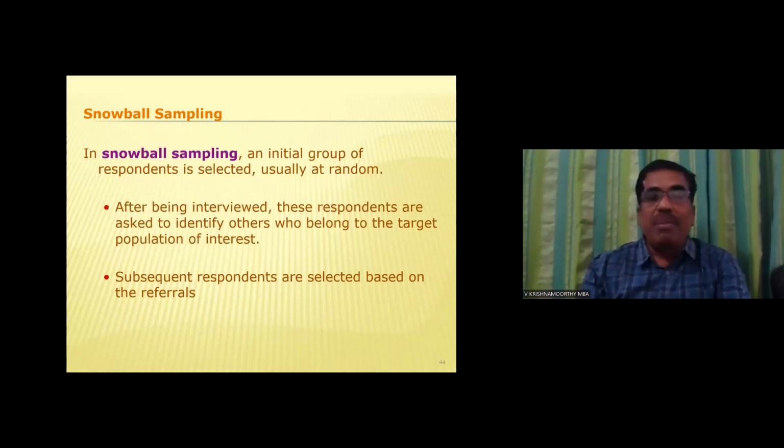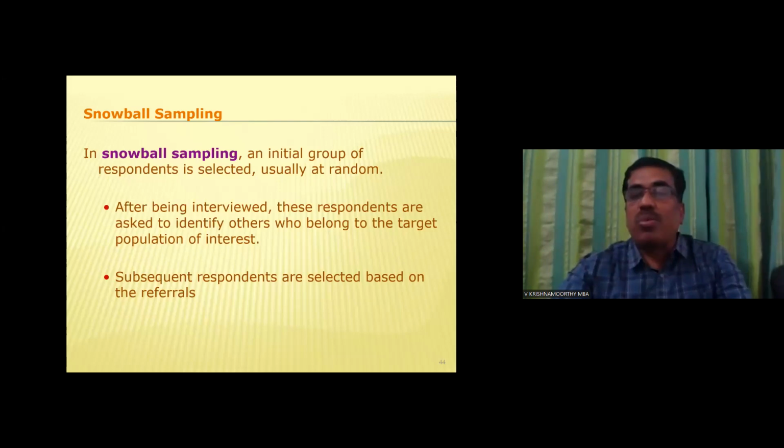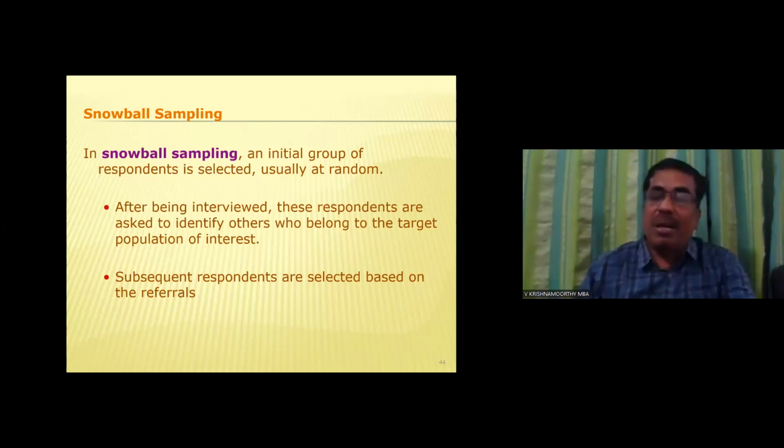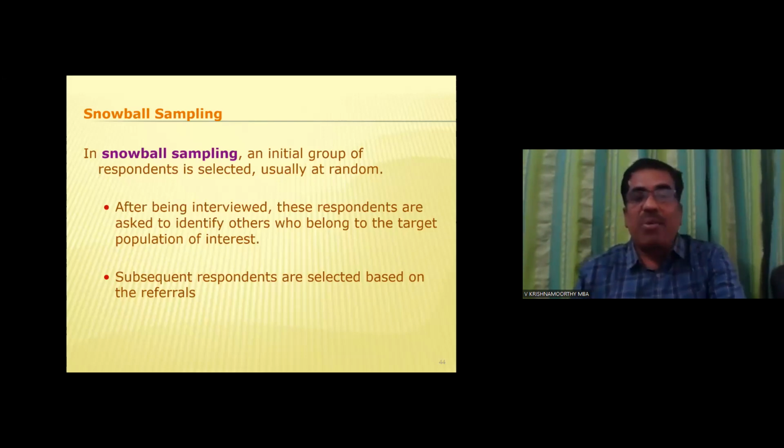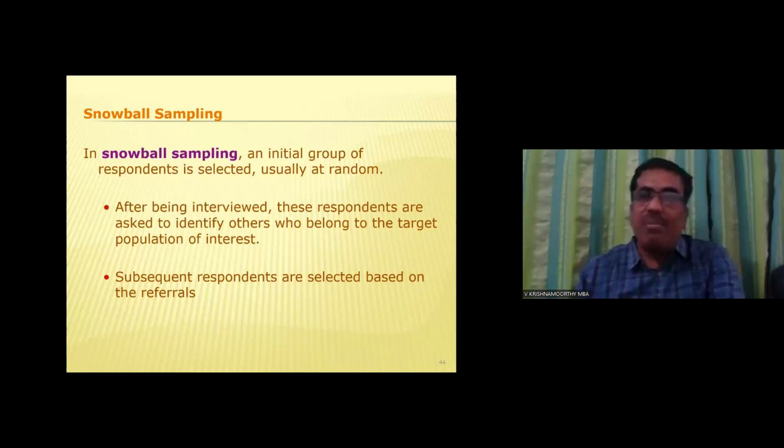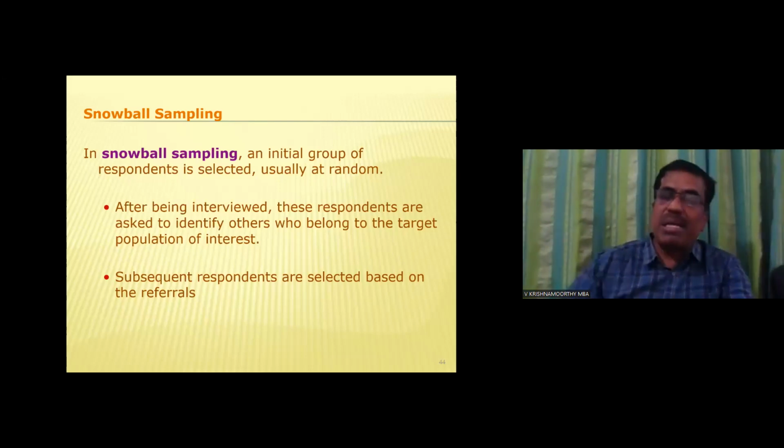Okay. So after interviewing, you ask who all have the smoking habit. Immediately after being interviewed, the respondents are asked to identify others who belong to the target population of interest. You are asking the same questions: who all have smoking habits in your class? He may mention roll number 10 or roll number 15. You can approach roll number 10, ask who all, and collect data from roll number 10. You can also get details from roll number 10 on who else has these habits.